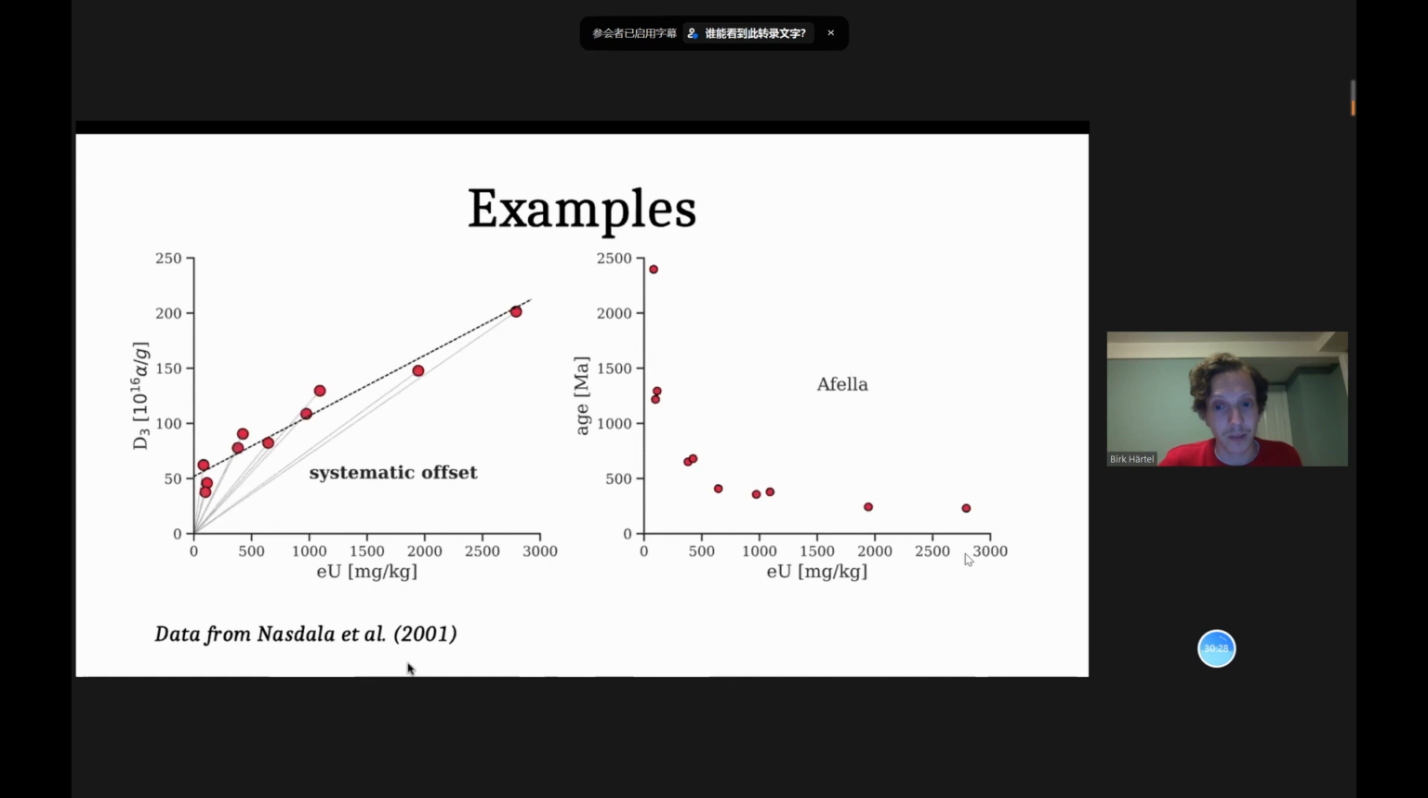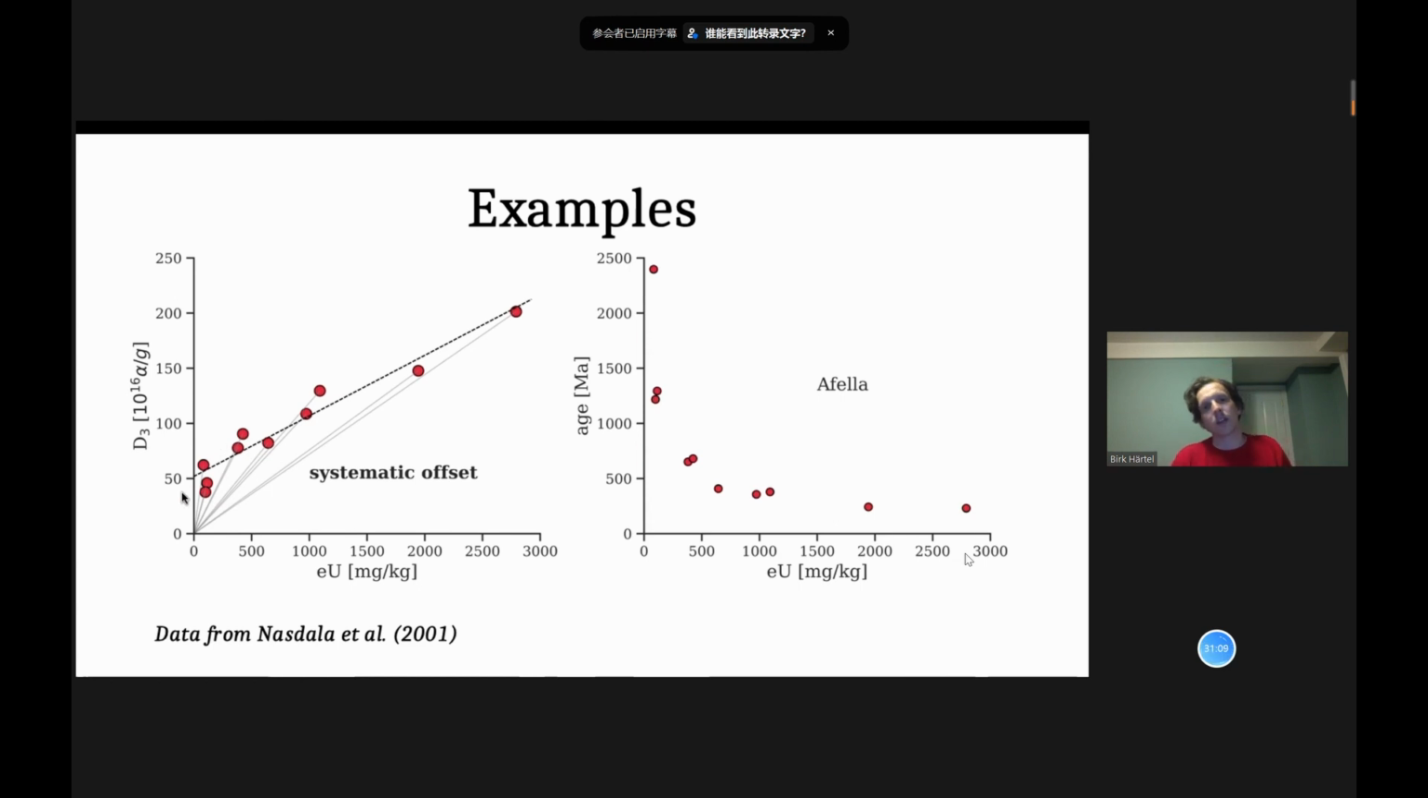I just want to show some examples here. So this was the Raman example that I showed on my first slide. Here the right plot is the one that I already showed. We have a negative association between age and EU. But if we look at the left plot, which is like a daughter-parent plot, a damage against EU plot, we can see that actually in here we have a linear trend. Again, this trend should be nonlinear if we had radiation damage-dependent retention. But actually what we see here is a very linear trend with the systematic offset.